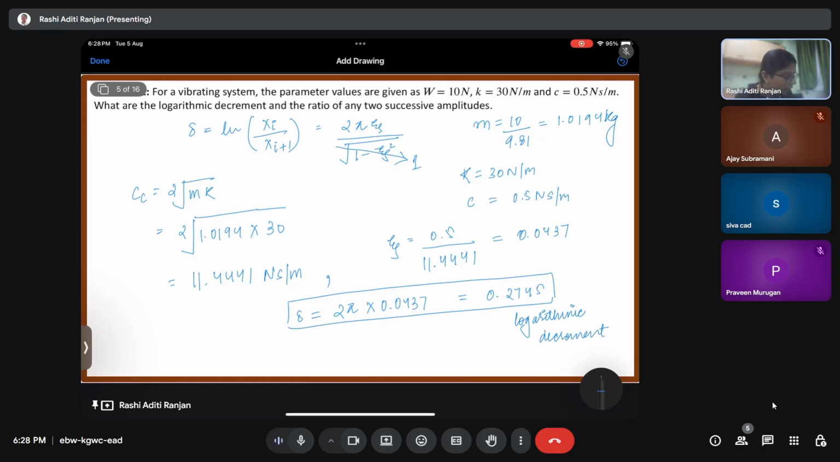Now the question is that we have to find the ratio of any two successive amplitudes. So we remember that delta was nothing but ln of xi by xi plus 1, I've written it already, so we'll not be writing it again. From here, what do we get? We get xi by xi plus 1 is nothing but e to the power delta, which is e to the power 0.2745. This will turn out to be 1.3159. This is the ratio of any two successive amplitudes.